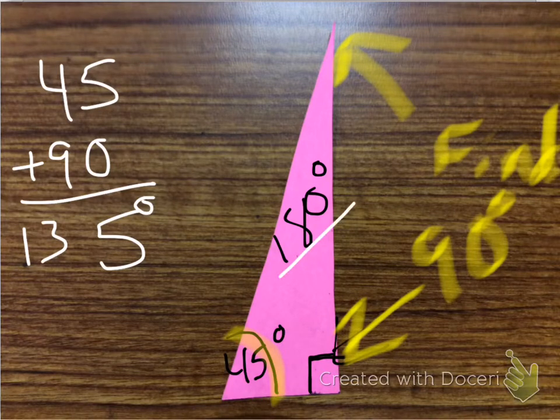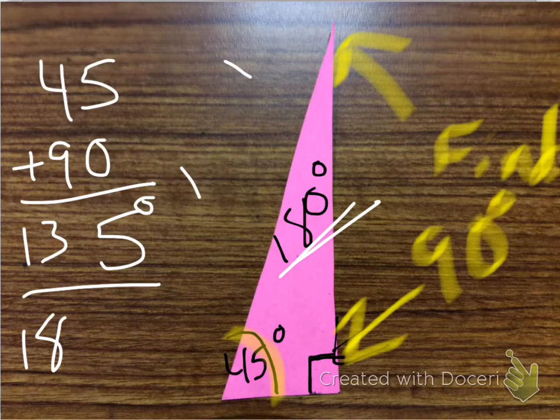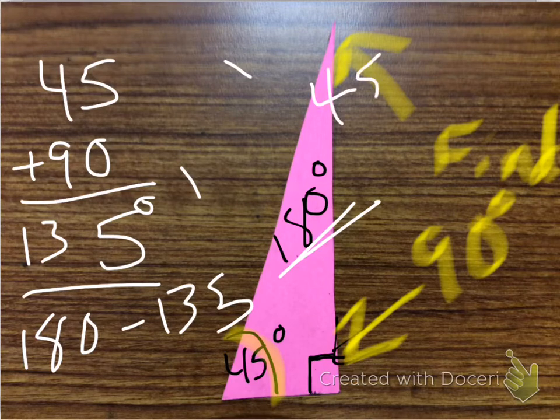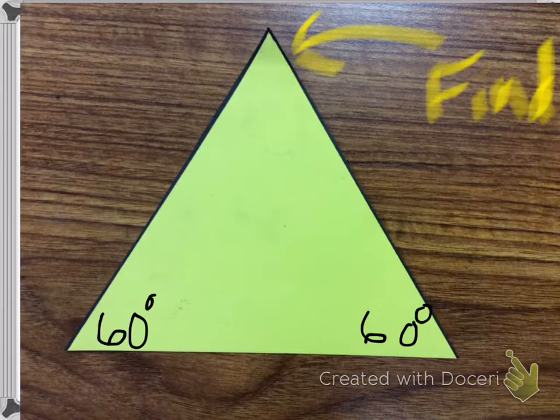Am I at 180 yet? No, I'm not. So we know that the added angles is 135. I'm trying to get to 180. So I know that I need to take 180 and subtract 135 from it. And 180 minus 135 is 45 degrees. So this last angle is 45 degrees.